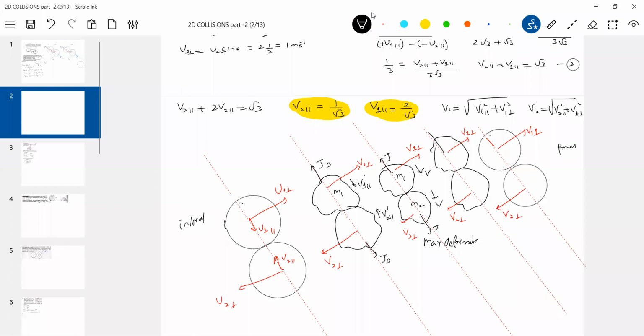Now impulse of reformation will occur, will act. And this impulse of reformation, what will it do? It will make them acquire velocities, say v2 parallel double dash, v1 parallel double dash. And finally, it will acquire how much velocity? v1 parallel, and this is v2 parallel. This is m2, this is m1. The maximum deformation will occur here only, where they have common velocity. So for that, what should we do? Apply conservation of linear momentum.